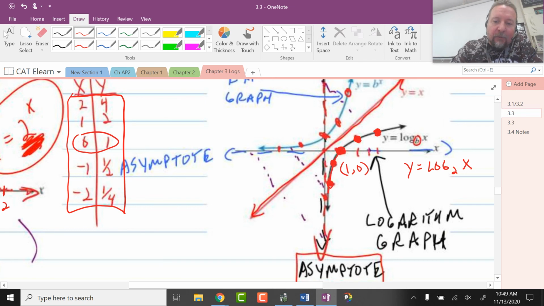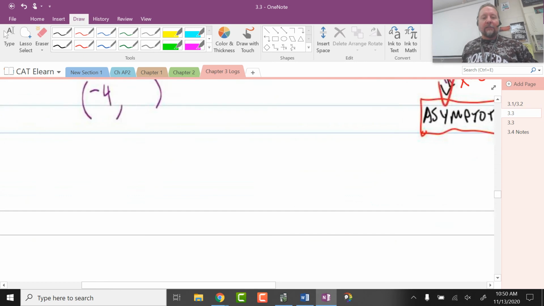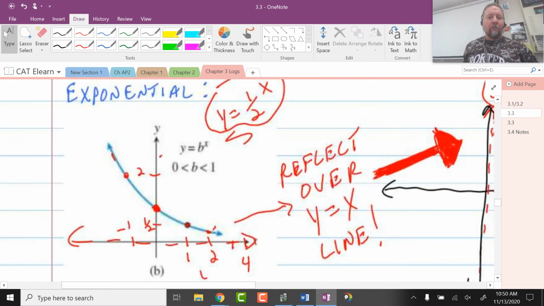And then this is what starts happening. I get closer and closer to x equals 0, not y equals 0. So a logarithm has a vertical asymptote, not a horizontal. And that's what you just got to lock in your brain. 1 comma 0, most important point, vertical asymptote for a logarithm. I don't know what else I can do for you. That is about as great an explanation you can get for what a logarithm is. Oh, let's do one more.